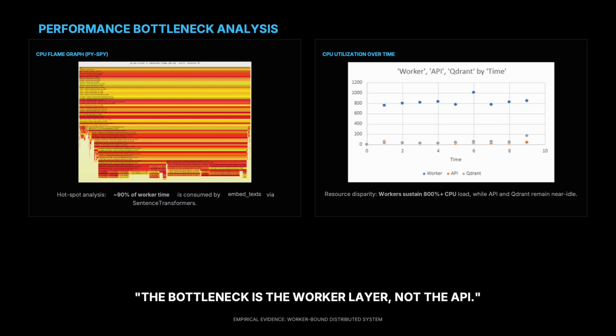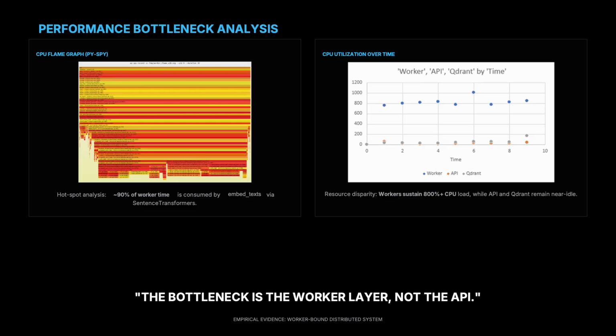We generated our flame graph by attaching PySpy to a worker container. It showed that most worker execution time is concentrated in the embed text function. This corresponds directly to the sentence transformers embedding step, which suggests embedding generation is the dominant computational cost.